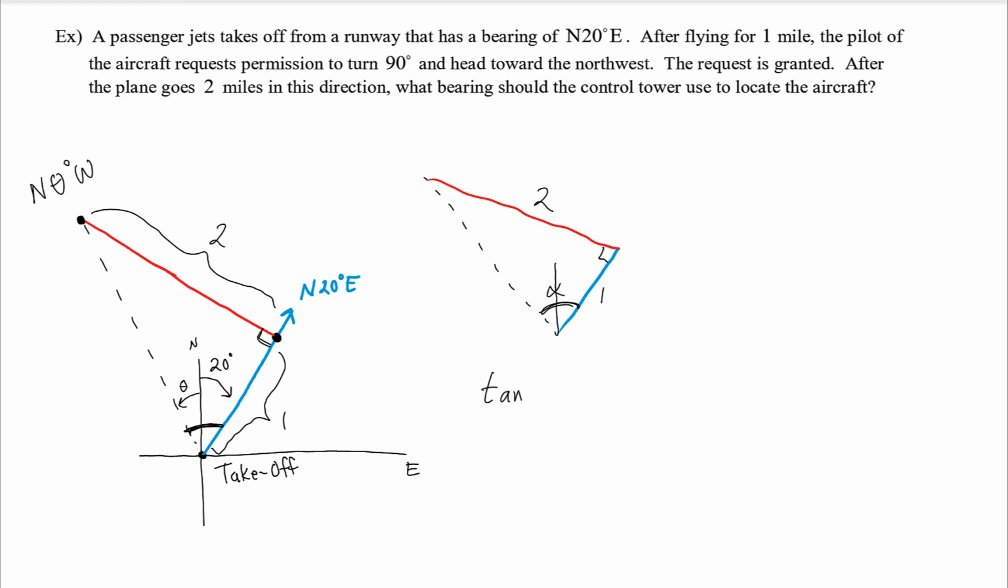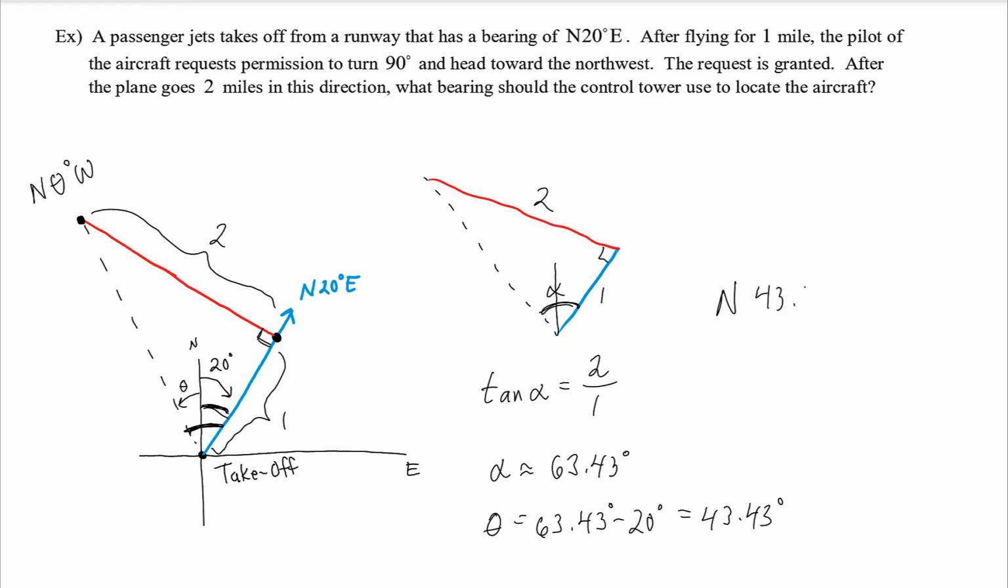So opposite, adjacent. Tangent of alpha is opposite over adjacent. So for alpha, we use inverse tangent here, and get 63.43 degrees. But I know that this chunk of it is 20, so all I got to do is subtract to get theta. So theta is going to be 63.43 degrees minus 20, so it'd be 43.43 degrees. So they should use a bearing of north 43.43 degrees towards the west to locate that airplane at that precise moment.